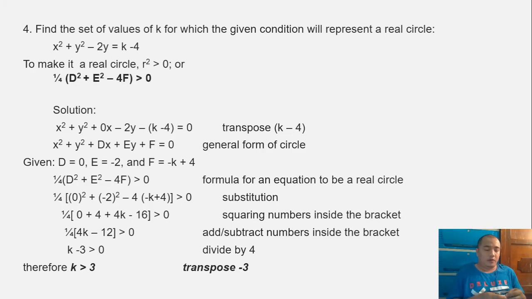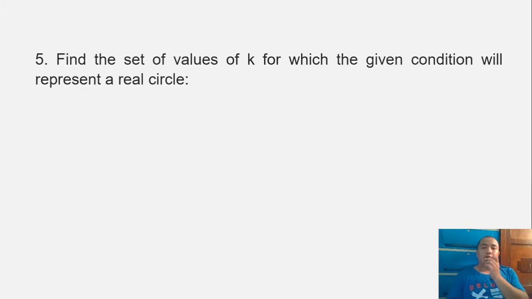Okay, question. That's easy, right? Let's proceed to number 5. Find the set of values of k for which a given condition will represent a real circle. x squared plus y squared minus 6x plus 4y equals k plus 1.